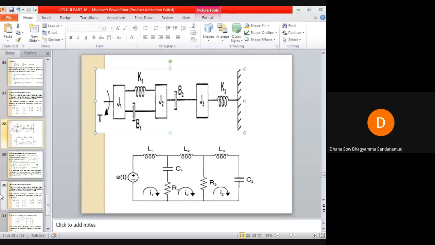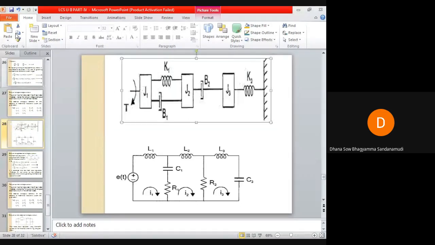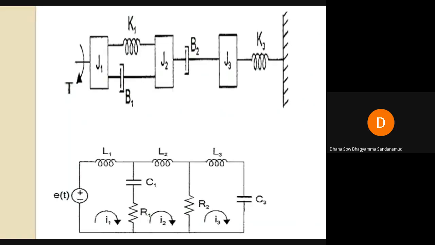Torque is analogous to voltage. I'm taking a pen. So torque is analogous to voltage. Draw a current source. Here three nodes are there, so you will have three loops. That you must remember.